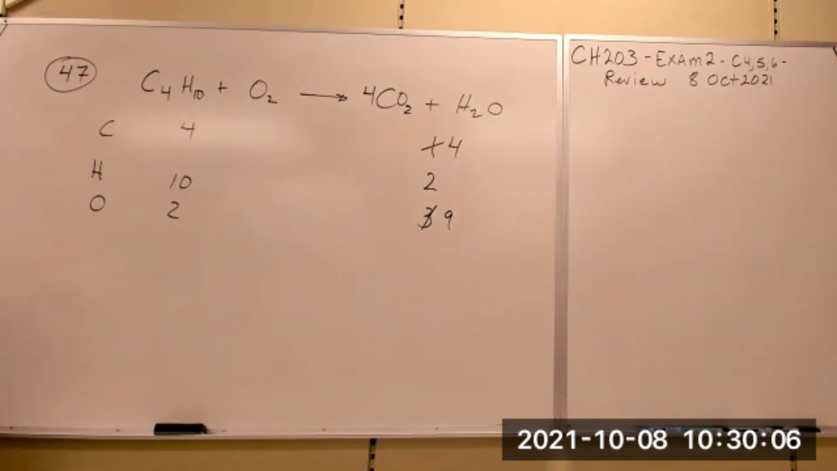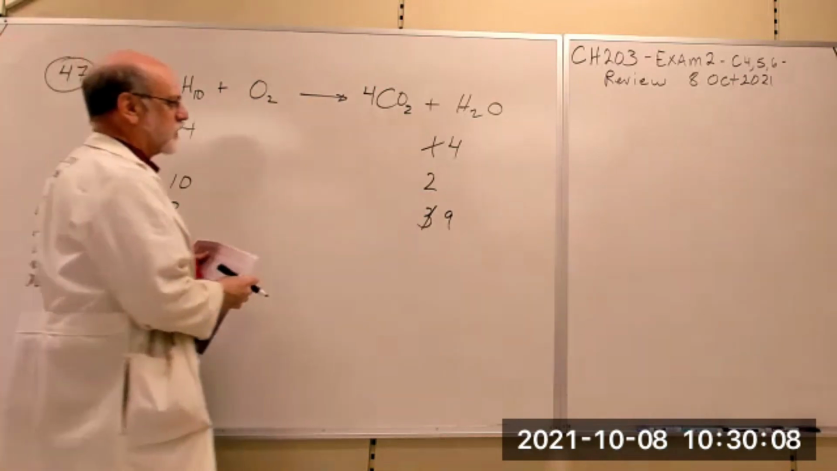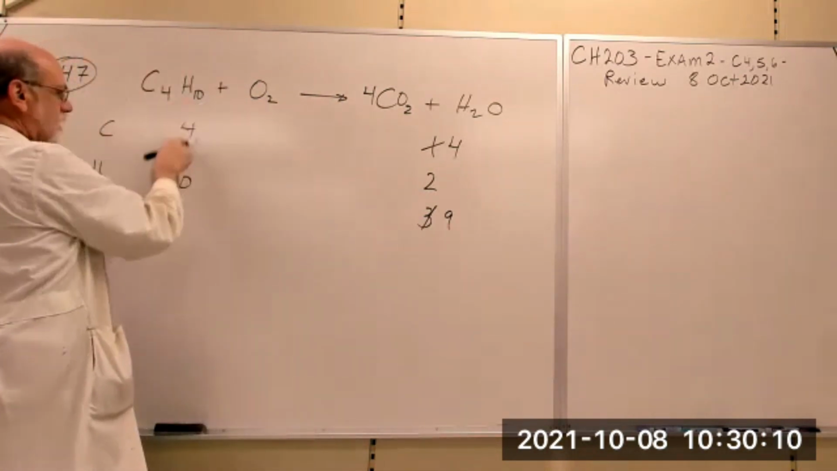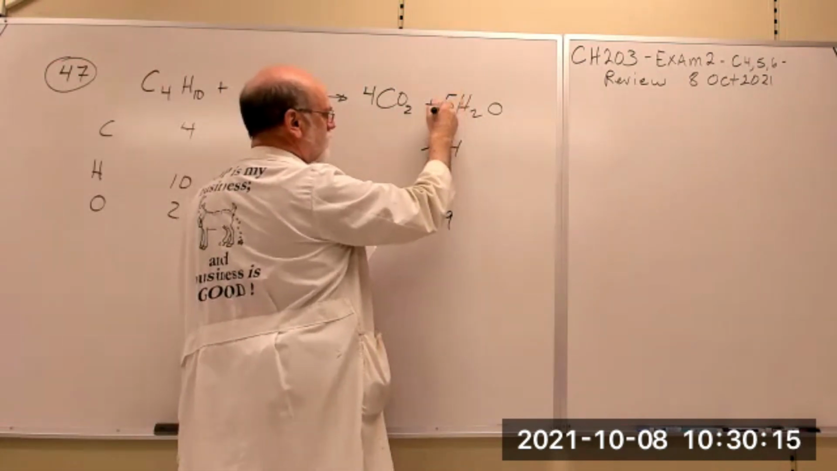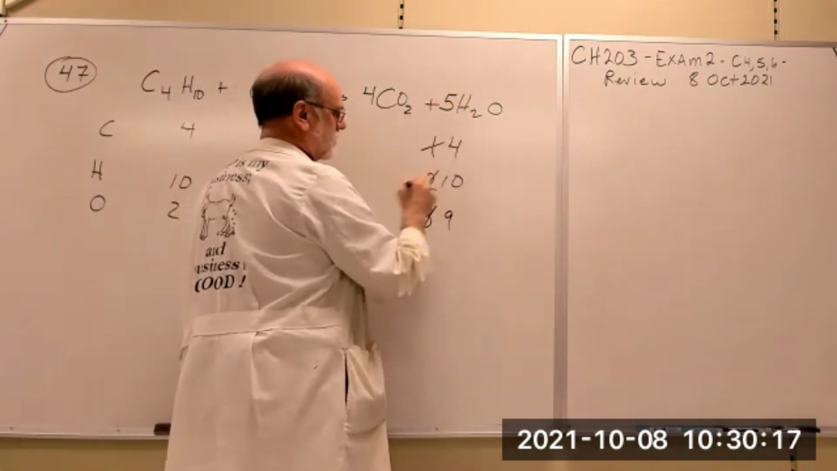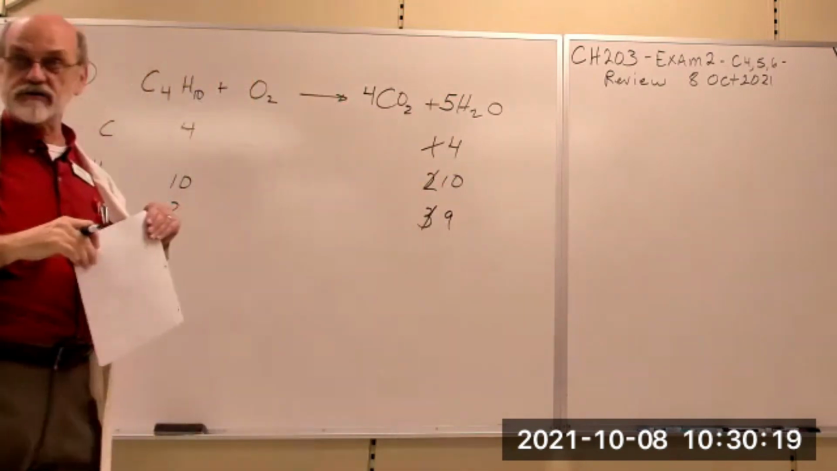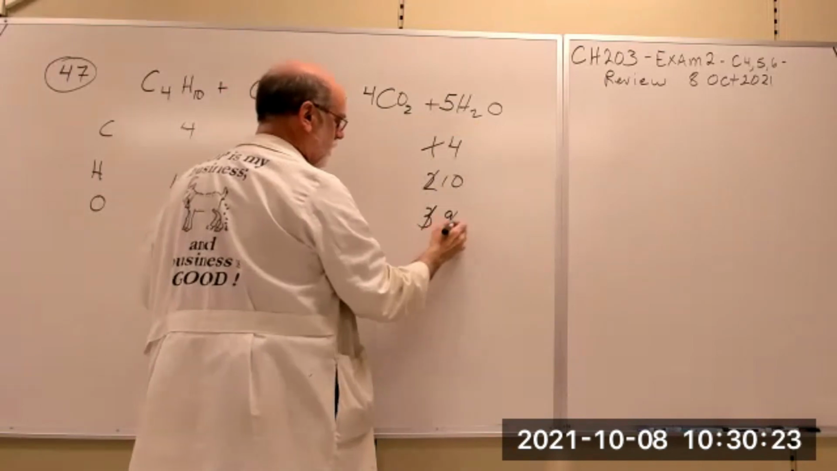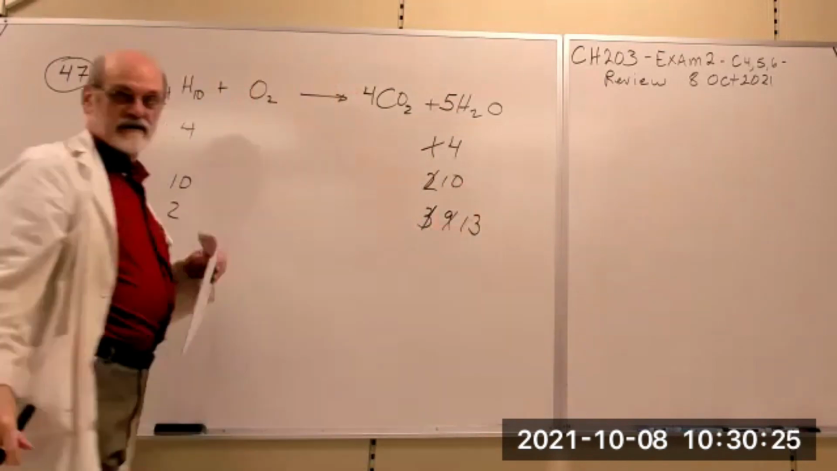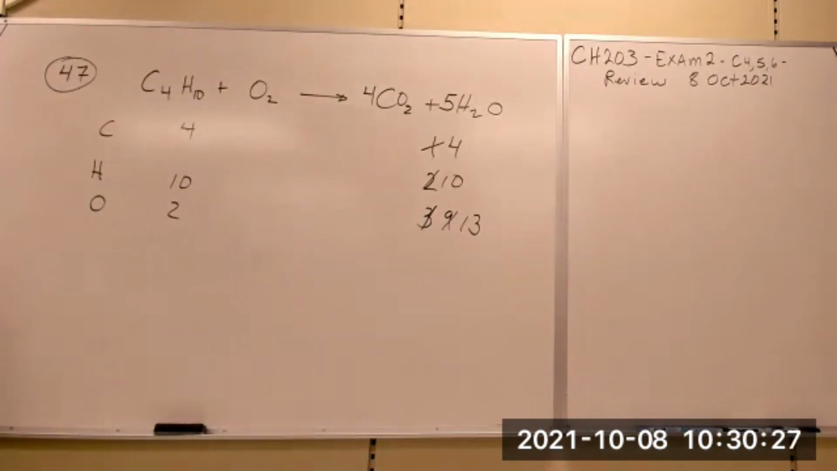Okay, how about hydrogens? Right. We have 10 hydrogens here. To get 10 hydrogens over here, we put a 5 right there. Right? But that also changes the oxygens again. So 5 plus 8 is 13, correct? Okay, carbon and hydrogen are balanced. Now we've got to do something with oxygens.